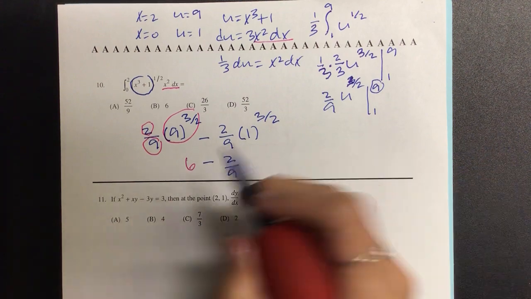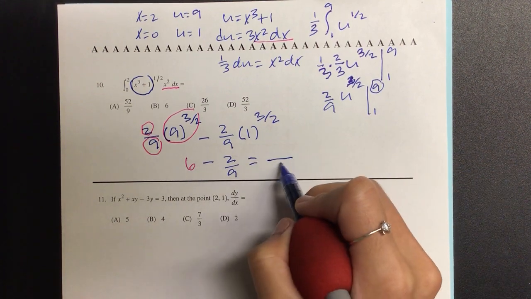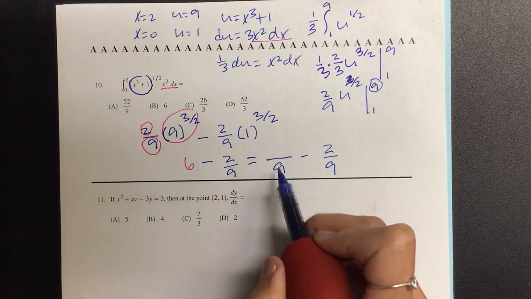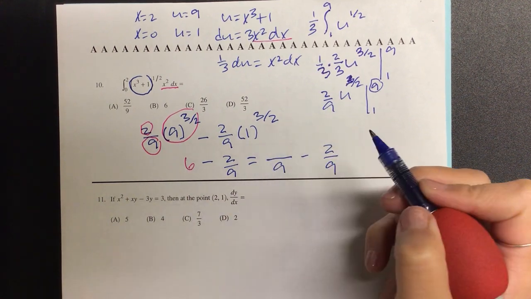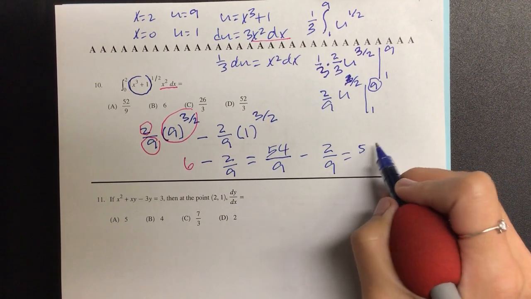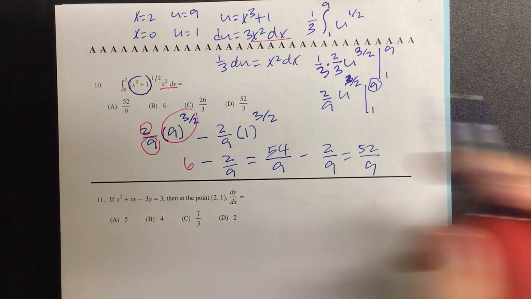And then I want to do common denominator. Our common denominator is 9. How can I represent 6? By saying something divided by 9. 6 times 9, that would be 54. And when I do 54 minus 2, I get 52 over 9.